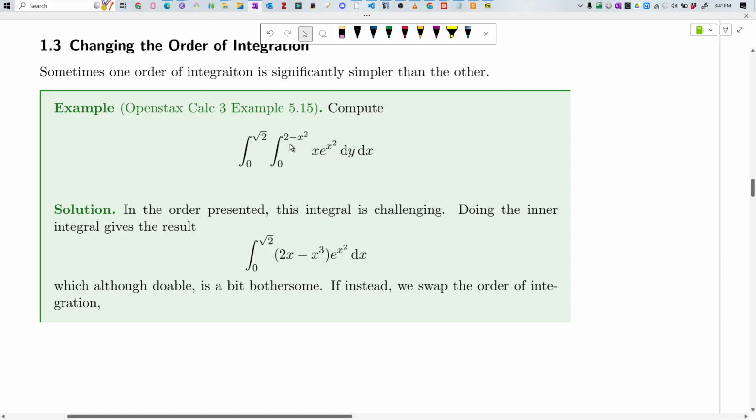So in this example, we integrate with respect to y first, followed by x. If we were to do it in the order that is presented to us, integrating with respect to y is pretty straightforward. This doesn't have a y involved, so it's basically a constant. Integrating with respect to y will give us a y popping out, which you would then evaluate from 0 to 2 minus x squared. That is just going to give you this.